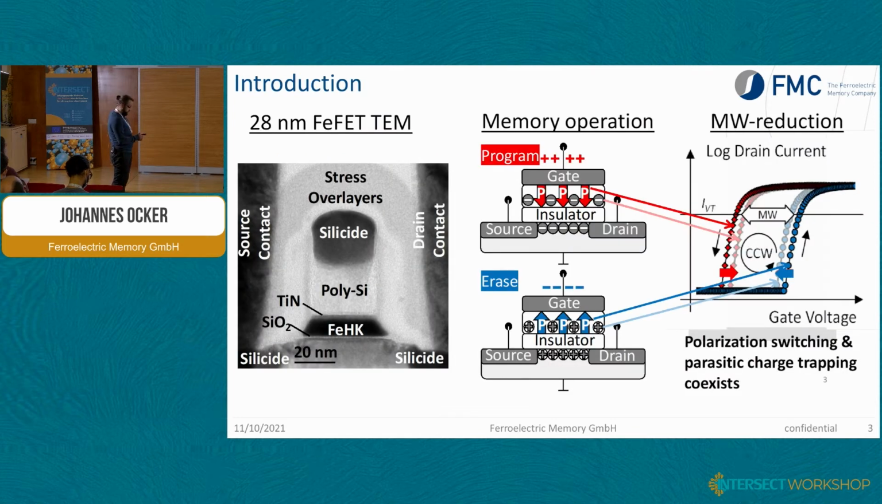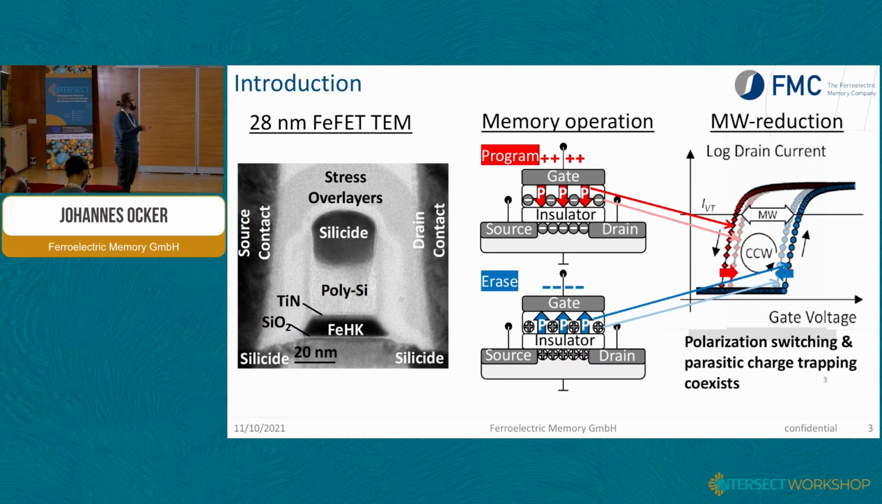All right, so this is basically the introduction. I don't know if we have to repeat that, because Sven talked a lot about that. So this is the TEM image of the ferroelectric FET. You have the silicon dioxide, and you have the ferroelectric layer here, and then the titanium nitride on top. And this is the poly plug of this transistor. And here you have a source and a drain.